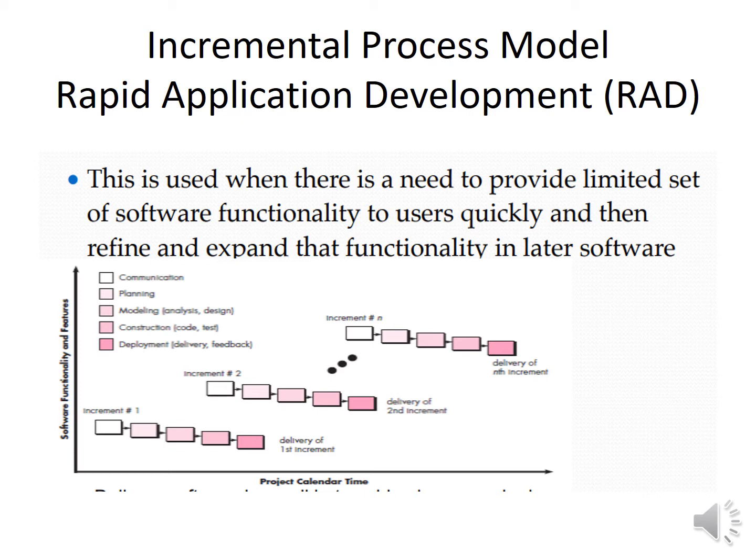As its name implies, the word incremental is mentioned here. What is meant by that? See, the figure shows there are different increments present, that is increment #1, increment #2, up to increment n. What exactly does that mean? The basic example of the incremental process model shown here is rapid application development.